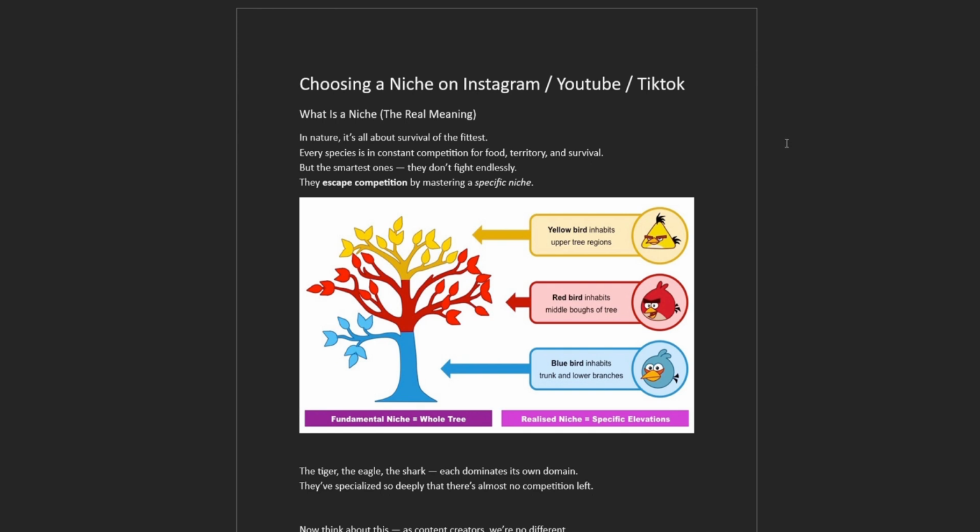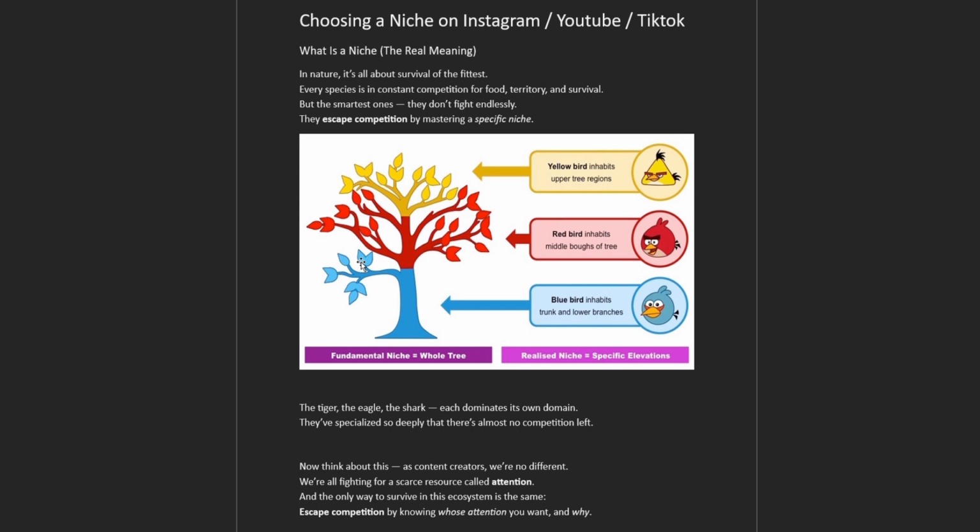So here's the definition. In nature, it's all about survival of the fittest. Every species is in constant competition for food, territory, and survival. But the smartest ones, they don't fight endlessly. They escape competition by mastering a specific niche. You can see this diagram right here. This is what a niche is. Out of all the places you can live in, a niche is basically like a tree. These three birds have decided that they'll inhabit this specific niche, which is the tree niche. And then these three birds are specifically inhabiting different parts of the tree, which are more like the sub niches.